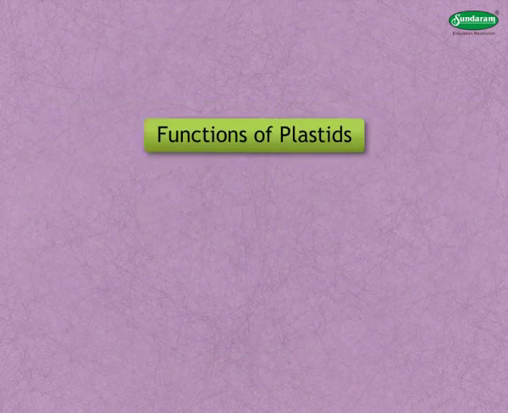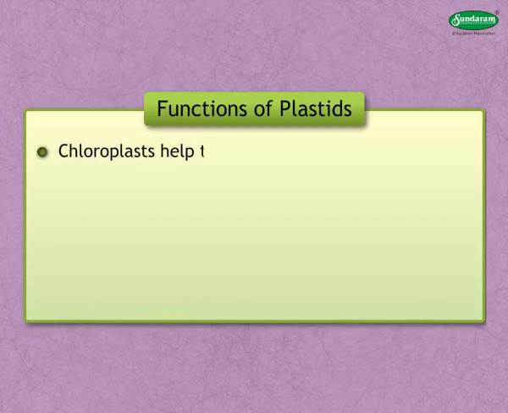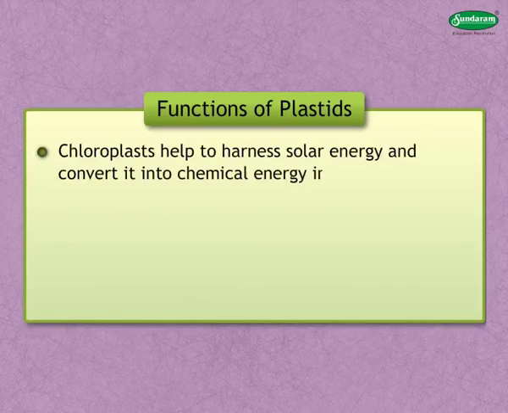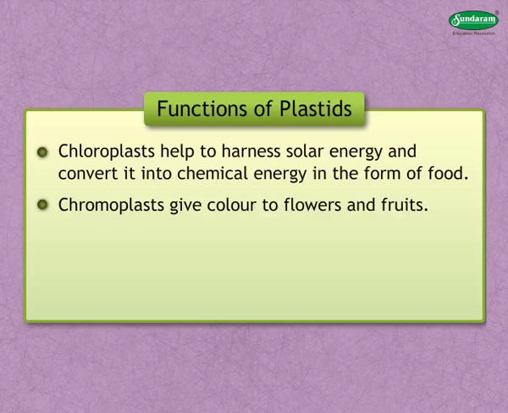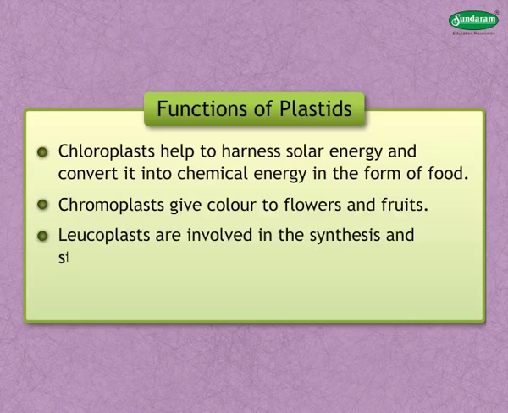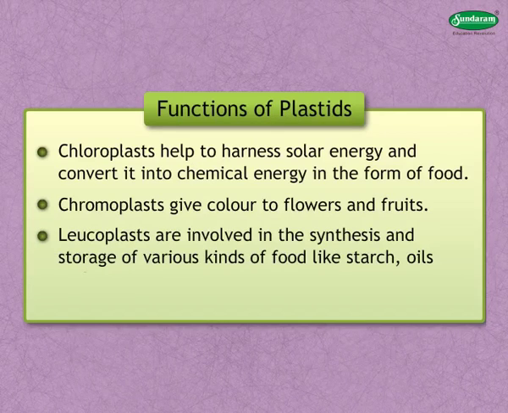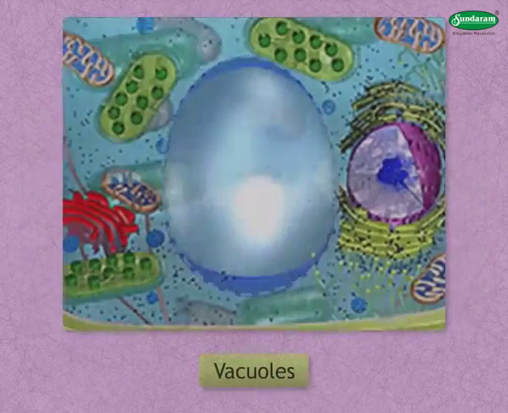Functions of plastids. Chloroplasts help to harness solar energy and convert it into chemical energy in the form of food. Chromoplasts give color to flowers and fruits. Leucoplasts are involved in the synthesis and storage of various kinds of food like starch, oils, and proteins.